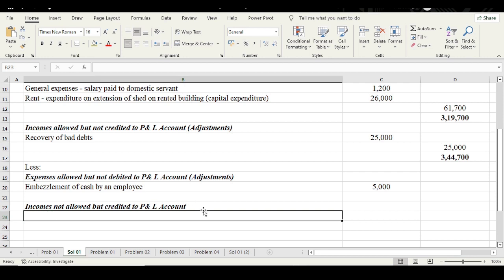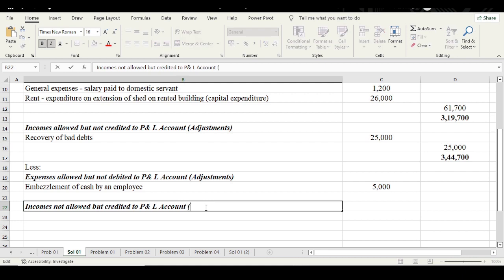Then coming to incomes not allowed but credited to P&L account. Incomes not allowed but credited to P&L account means, where do you find this information? This information will be provided on the credit side of the P&L account. So look into the credit side of P&L account. This is where you will get the information relating to any incomes which are not allowed but credited to P&L account. Okay.